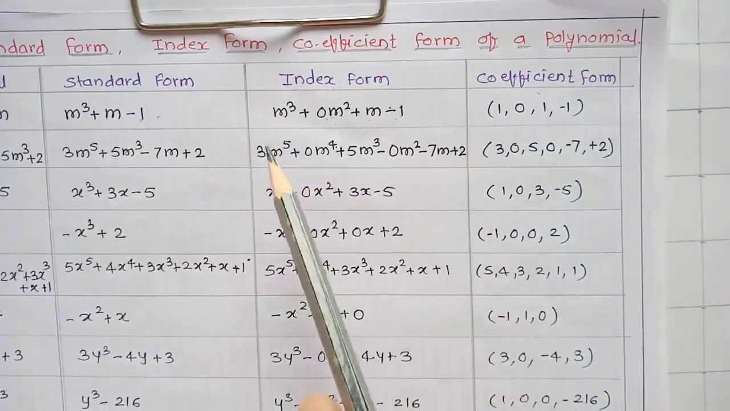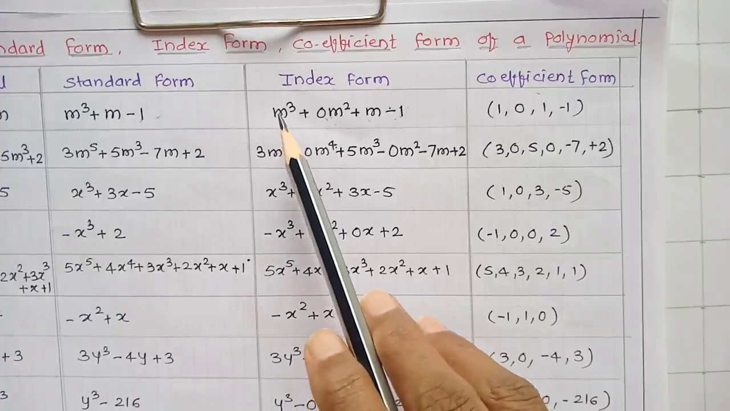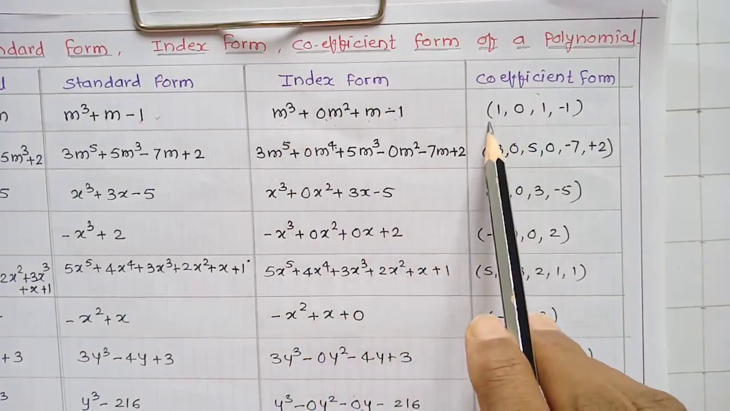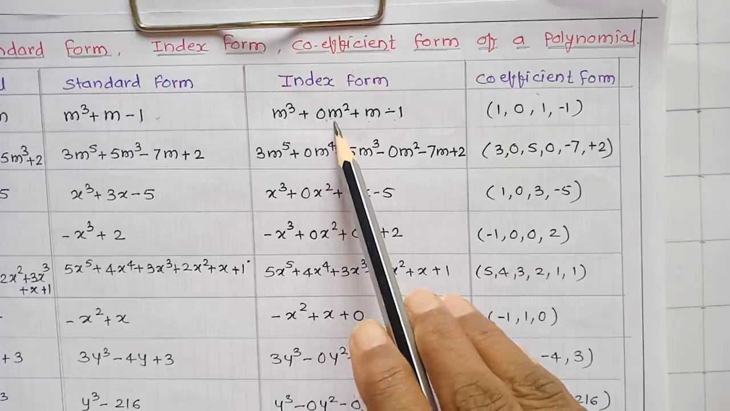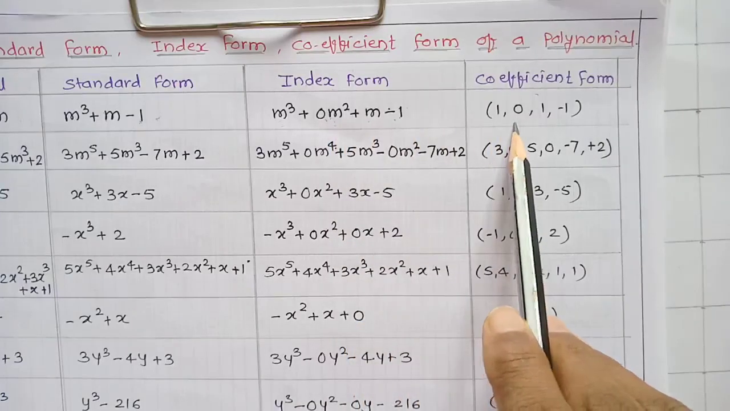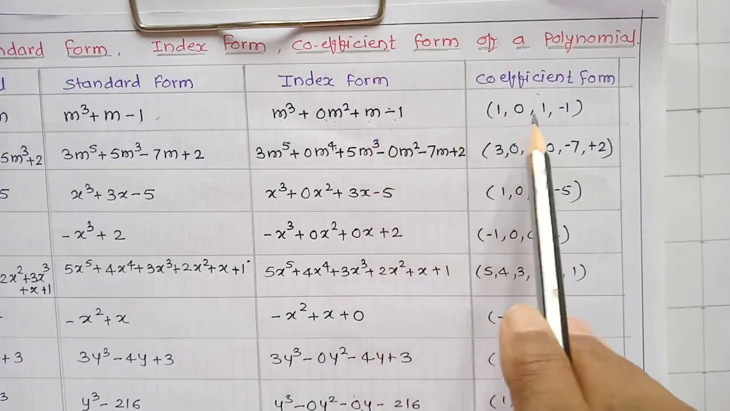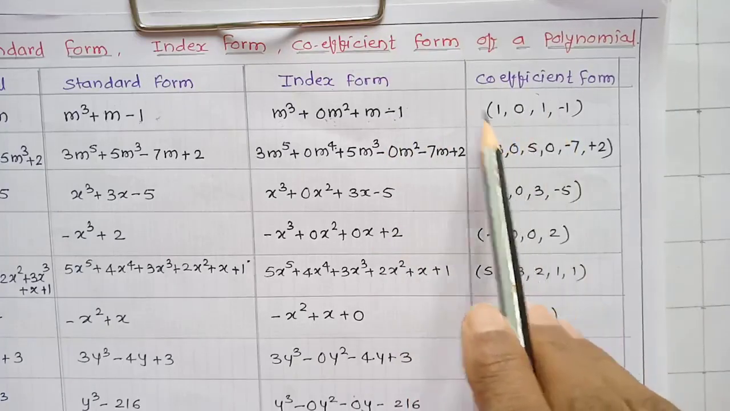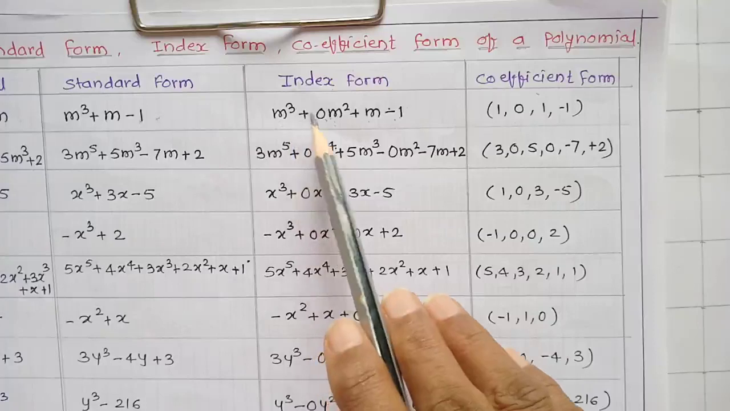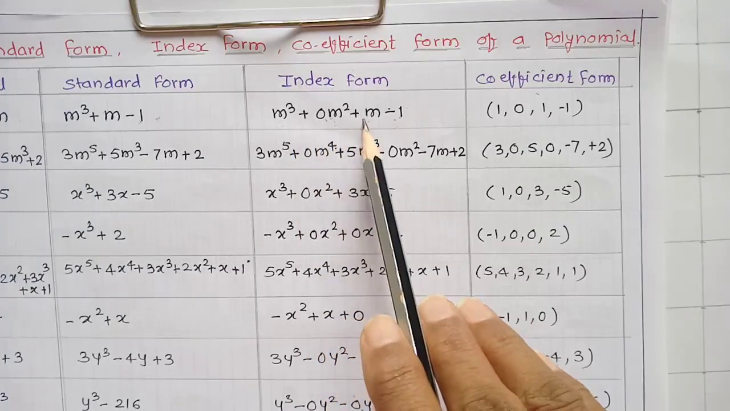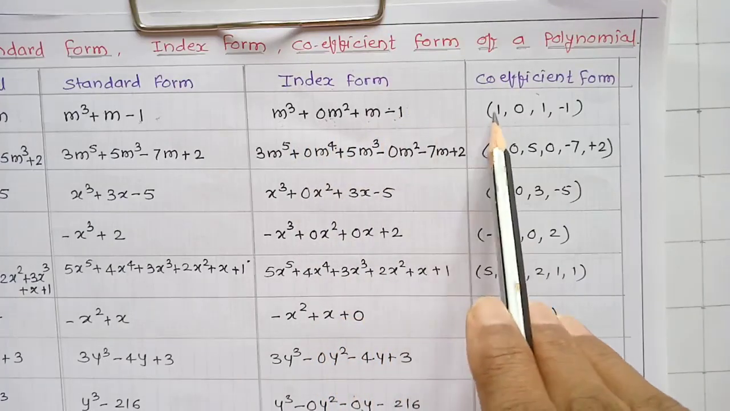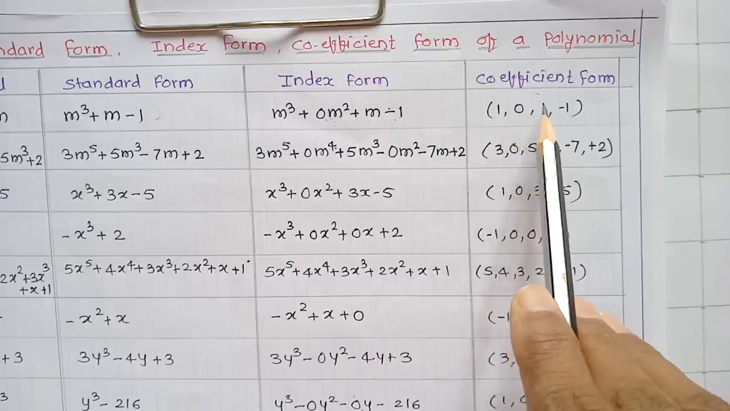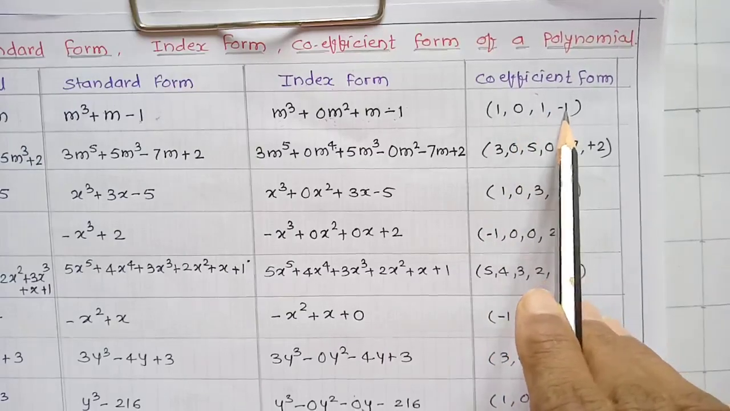Now only think of the coefficient. For m cube the coefficient is 1, we have written here 1. For m square the coefficient is 0, we have written 0. For m the coefficient is 1 and for minus 1 it is minus 1. And therefore the coefficient form of the polynomial m cube plus 0m square plus m minus 1 is 1, 0, 1, minus 1.